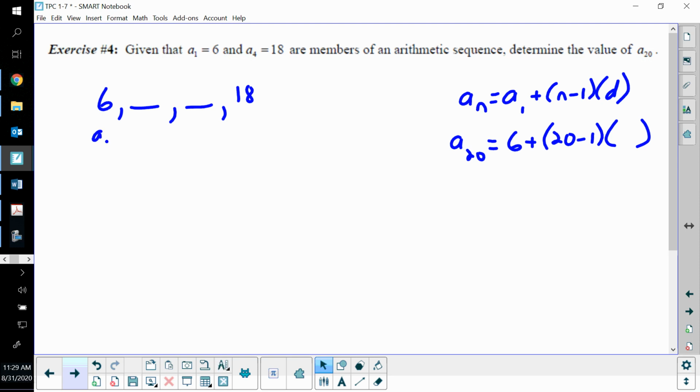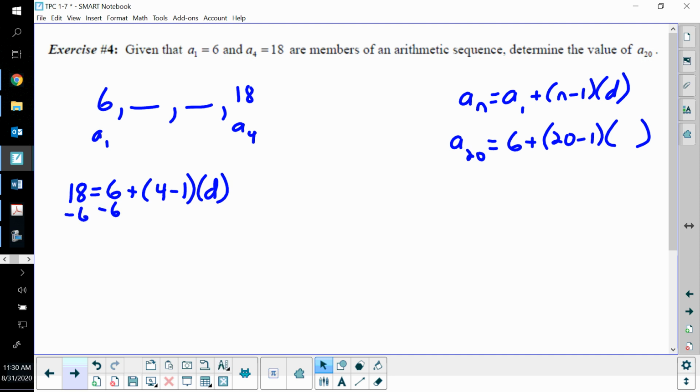so here's our a1, here's our a4. We can use that arithmetic sequence formula off to the side. We can take the value of the last term, 18. Our first term is 6. N would be 4, because 18 is the fourth term. And then we can use that to solve for D.